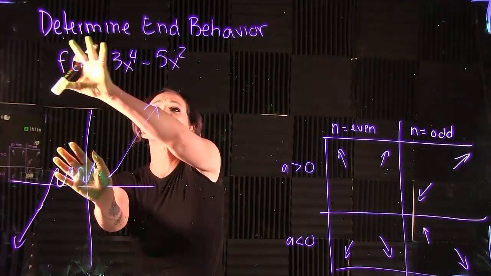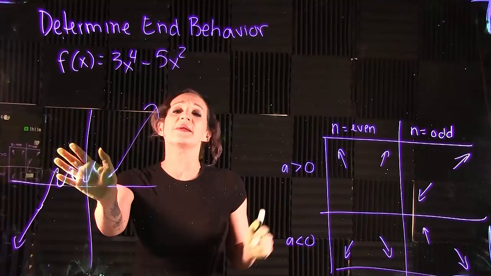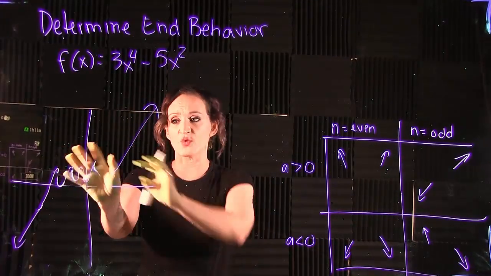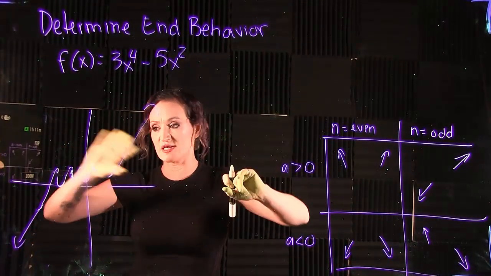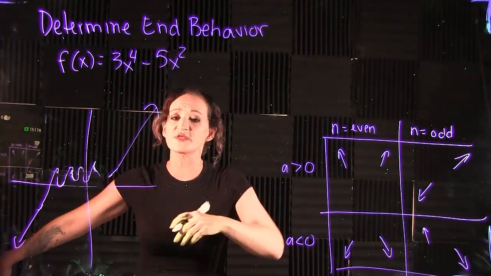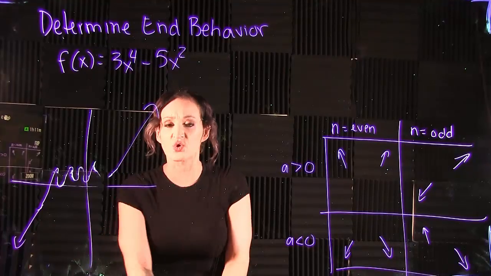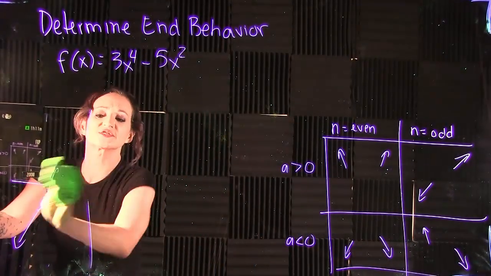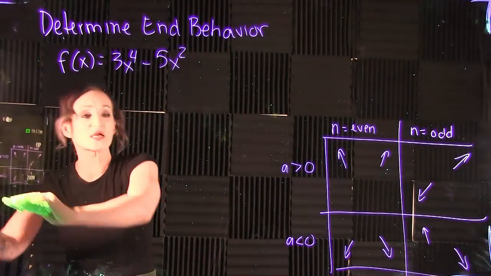It's taking a look at an equation and being able to tell what is going on at the end, what direction it's shooting off in on either side. Is it shooting up to the left, up to the right? Is it shooting down to the left, up to the right? Or what exactly is going on? That's what it's asking us to determine by just taking a look at the equation.